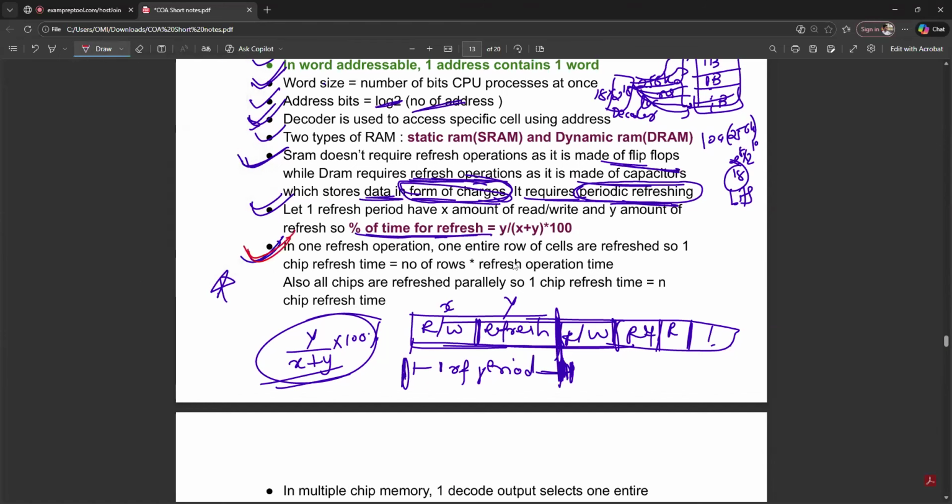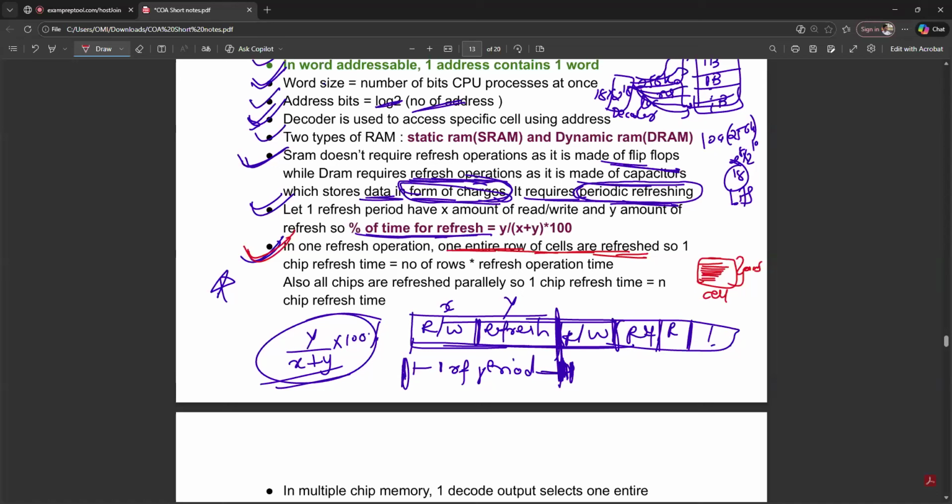In one refresh operation, one entire row of cells is refreshed. So if this is the cell and it has these rows, this entire row is refreshed. So one chip refresh time is equal to the number of rows times the refresh operation time, since one entire row of cells is refreshed.